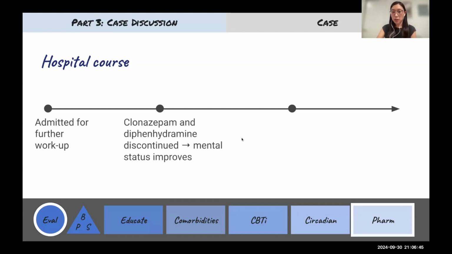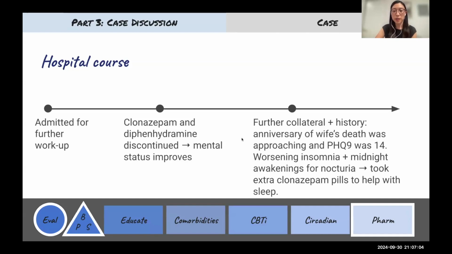Because of that, you do decide that based on his medication review that you want to discontinue the clonazepam and the diphenhydramine. Looking at these medicines, these are the 2 that are probably going to be the highest culprits for causing confusion and causing falls. And fortunately, after discontinuing these, you notice that there's an improvement in his mental status within a couple days. As his mental status is improving, you get the opportunity to obtain further history from him as well as his family. He does share that the anniversary of his wife's death was actually approaching, and that's caused him to feel much more depressed, and has kind of been ruminating about his grief quite a bit.